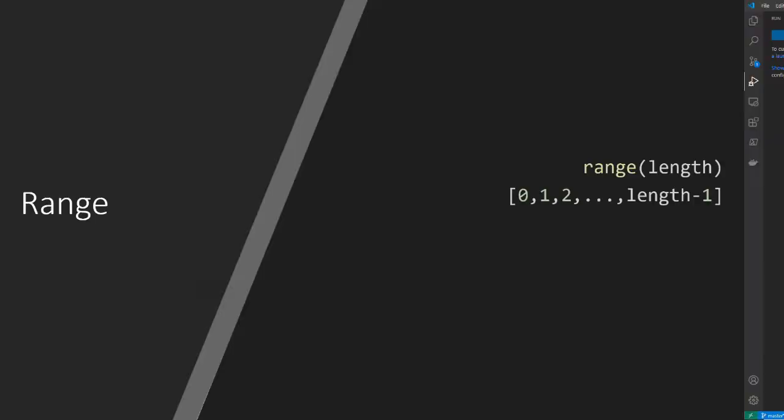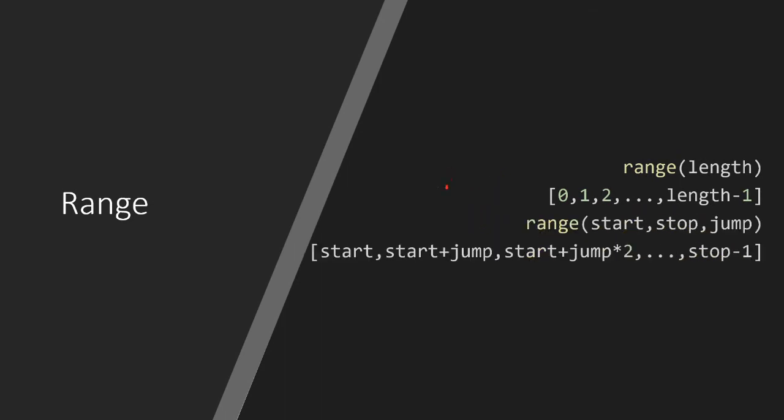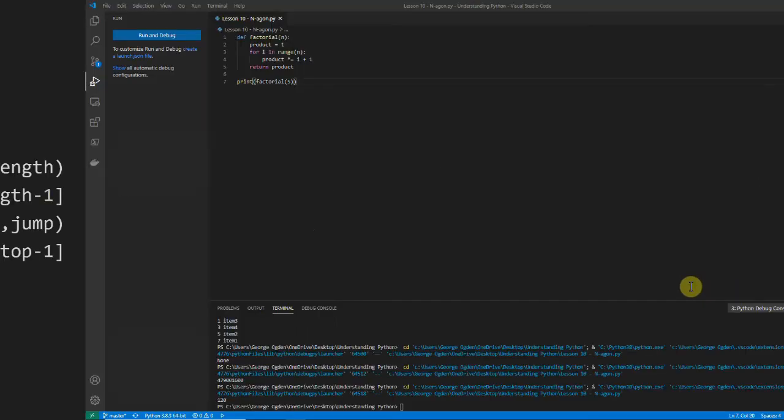You also might not want to use range with just the length. You might want to have a start, a stop, and a jump, and the jump is optional. And we can see that it goes start, stop plus jump, and it adds the jump each time, all the way up to the stop, but it doesn't always get to the stop.